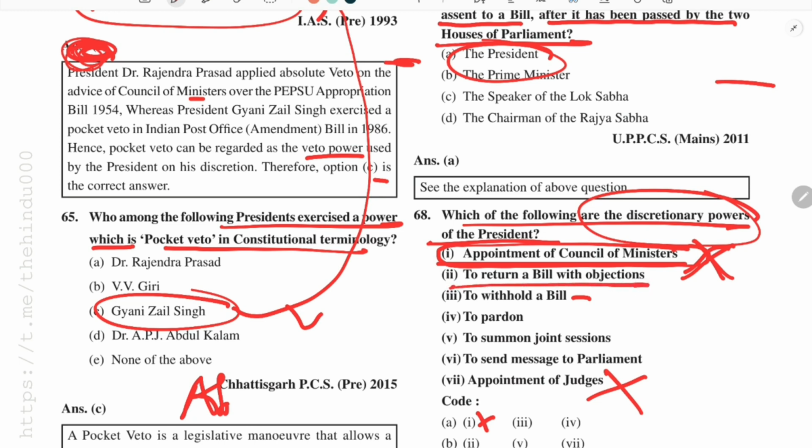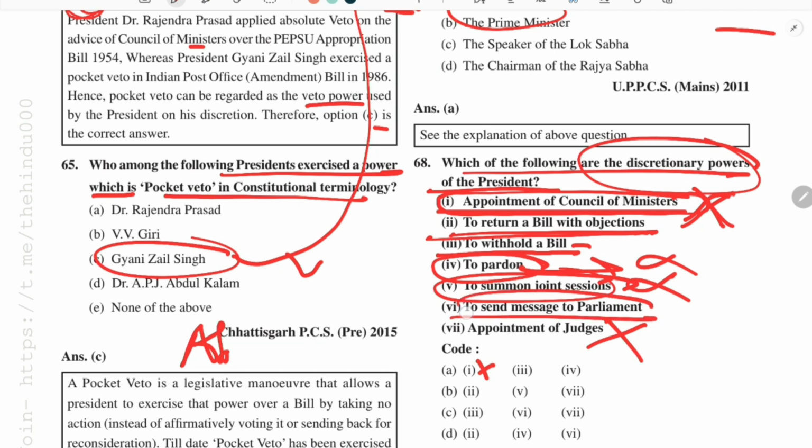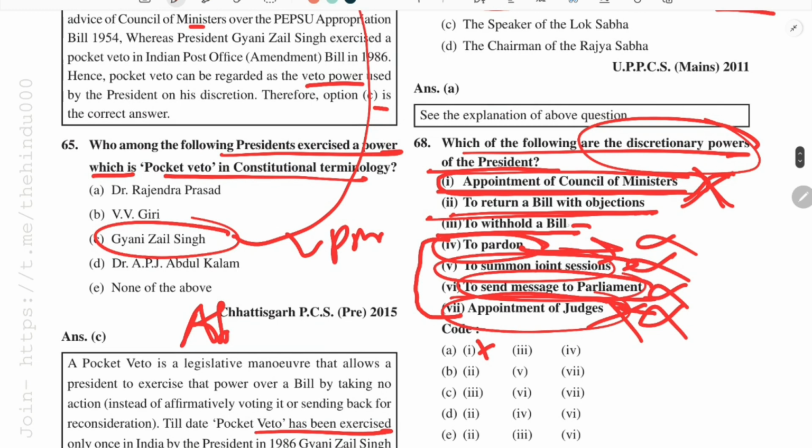To return a bill with objection, that is where the discretion is used. But here also there can be some confusion regarding the interpretation. To pardon, here the discretion is not used. To summon the joint session, discretion is not used. To send a message, not used. Appointment of judge, discretion is not used. It is all on the aid and advice of the cabinet, that is the PM and the council of ministers. To withhold a bill, here the discretion is not used, because I told you that in the absolute veto the council of ministers, the cabinet, gives advice to the president.